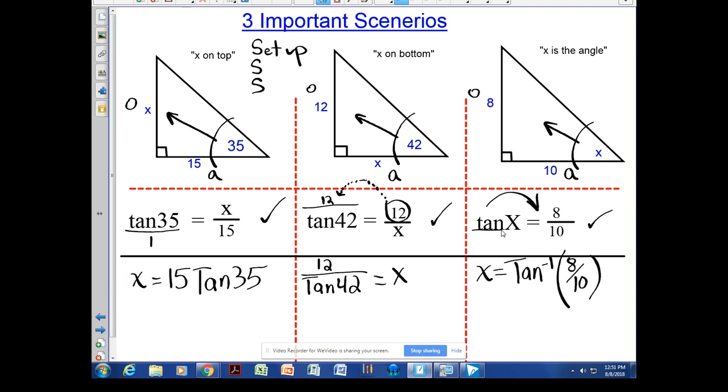Then we do our second S, which I call the solve. The solve is, well, how am I going to get x alone on one side of the equation? How can I get it to read x is equal to something? Well, in the first scenario, we cross-multiplied and got x is equal to 15 tan 35. In the second one, we used the volleyball trick, and we got x is equal to 12 divided by tan 42. And in the third scenario, we solved for x by using the inverse function. We said x is equal to tan to the -1, 8 divided by 10.